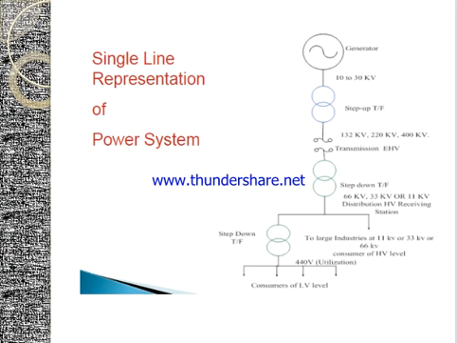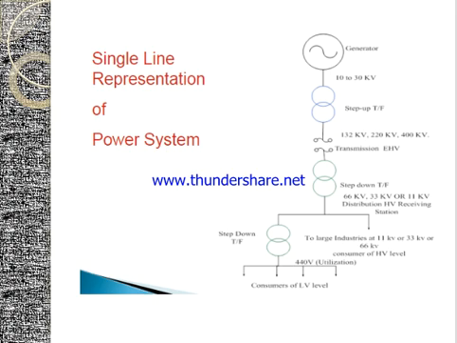This is a single line diagram of a power system representation. We do have a generator where the electricity is generated at 33 kilovolt. For the transmission purpose, it is stepped up to 132 kV. In other countries, we do have 220 kV, 400 kV, etc. Transmitting electricity at large voltage will avoid the losses to a great extent.